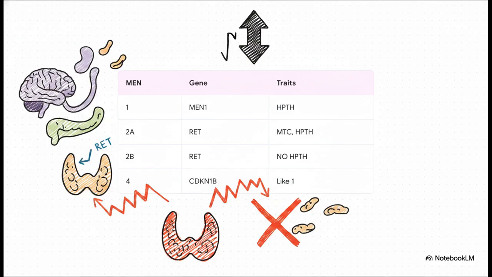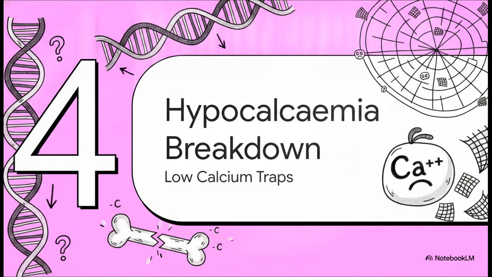But here is the big twist. MEN2B. It's also a RET mutation, and arguably the most aggressive syndrome of the bunch, featuring medullary thyroid carcinoma and mucosal neuromas. But it brilliantly skips the parathyroid completely. It completely lacks hyperparathyroidism. All right, let's swing to the opposite extreme.